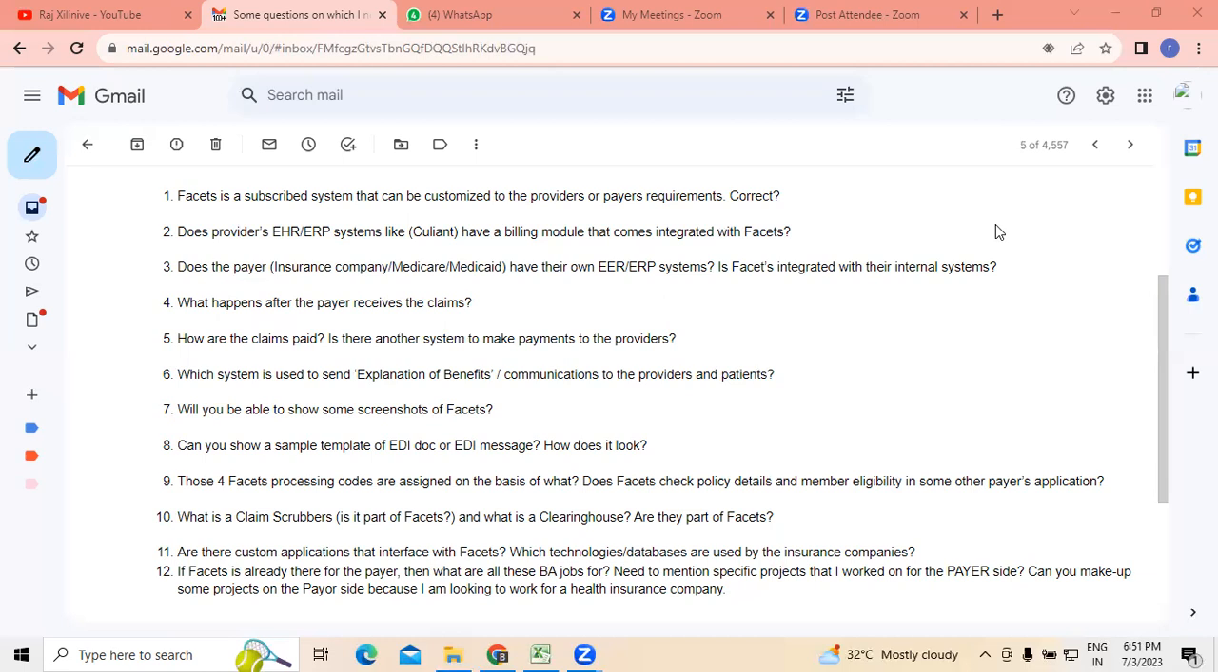Through this Trizetto Facets, it's a claim system, claim software, I can say. This claim software has different modules. If you want, you can write down the modules, please. There are different modules in Facets.